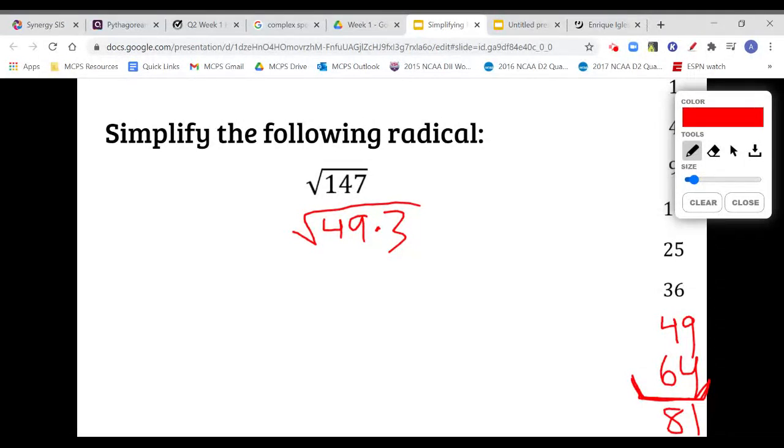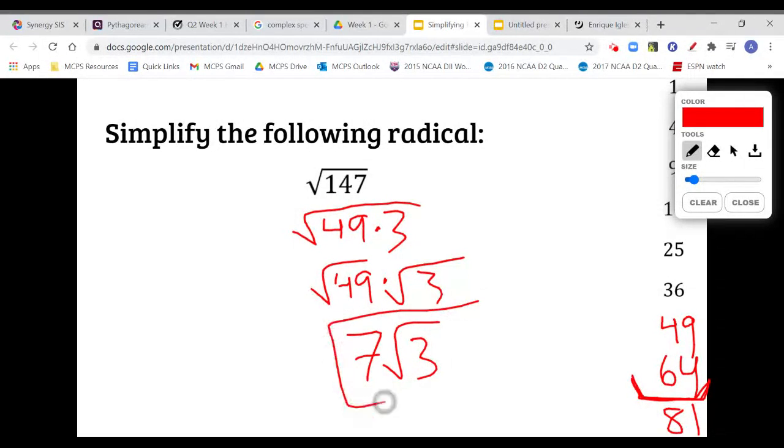Okay. And then I can go ahead and break this up into my two separate square roots. And the square root of 49 is 7. So this leaves me with 7 square root of 3.